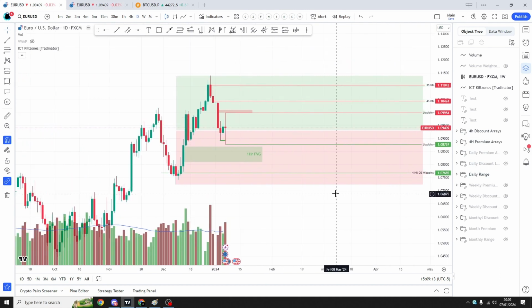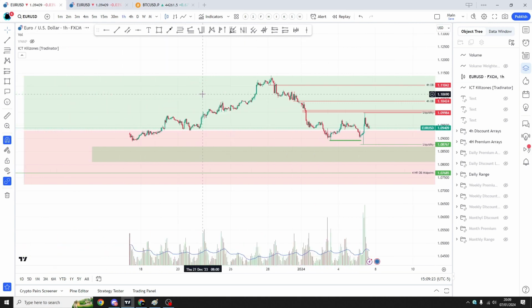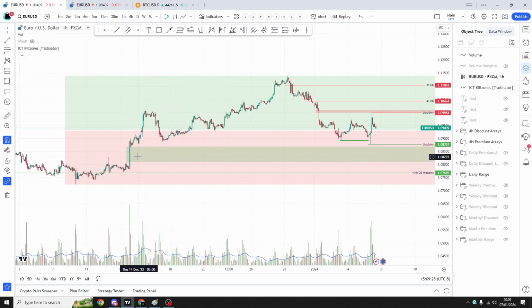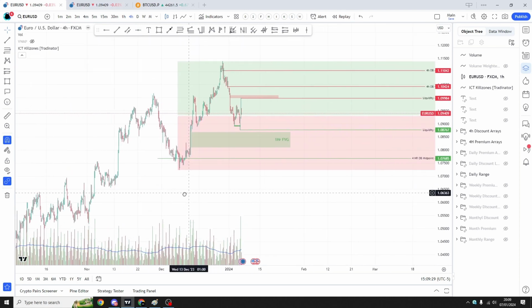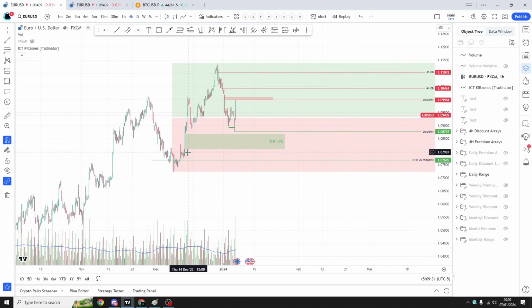The 4 hour, again, there's a, that must be a 1 hour. So look at that on the 1 hour. Oh yeah, so there's a clear 1 hour fair value gap. There's not much else, but there's some things to look at above.